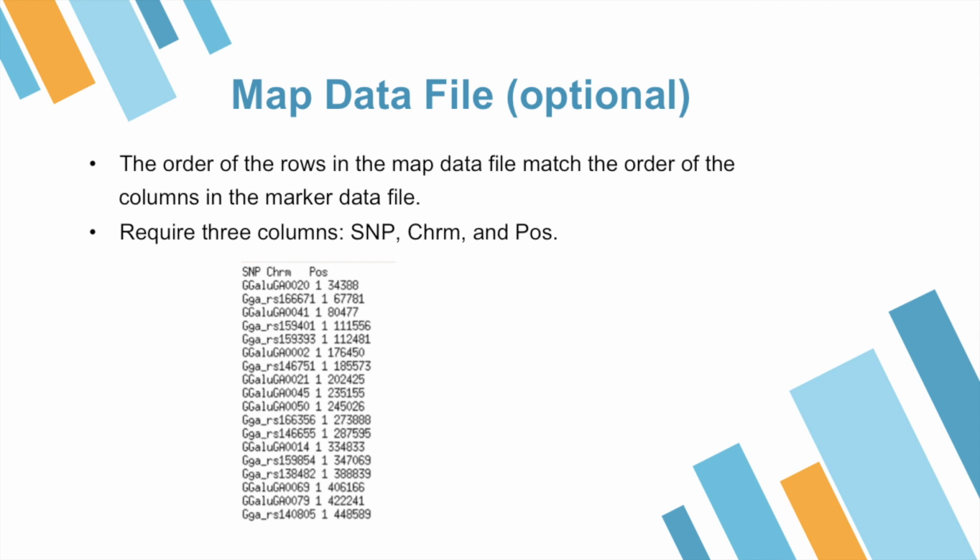The only other requirement of this file is that, well, it's up to you whether you have column headings, but you need to make sure that the first column corresponds to the SNP names, the second column contains the chromosome labels, and the third column contains the position of that SNP on that chromosome. We don't care about the units, so you can have whatever units you like for the position. You just have to make sure that those three columns are ordered in that way.